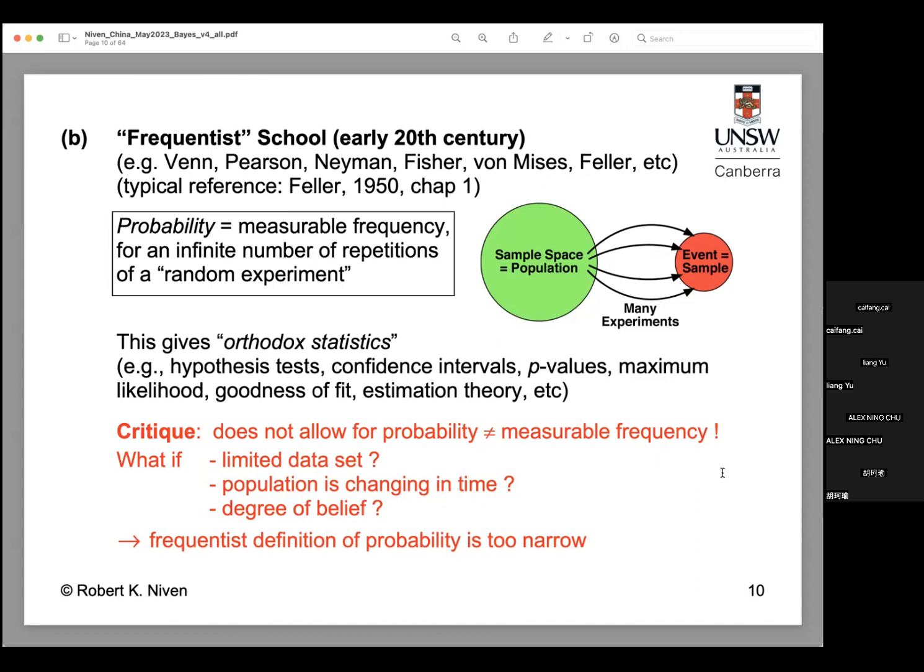But we can criticize this on many grounds. First of all, it only allows a probability to be a measurable frequency. But there are many situations in which we don't have that. What if we have a limited data set, so we don't actually have a population from which we're supposed to be drawing? What if our population is changing in time? What if we're really just trying to assign values to degrees of belief in our proposition? Based on all these criticisms, we can argue that this frequentist definition is too narrow.